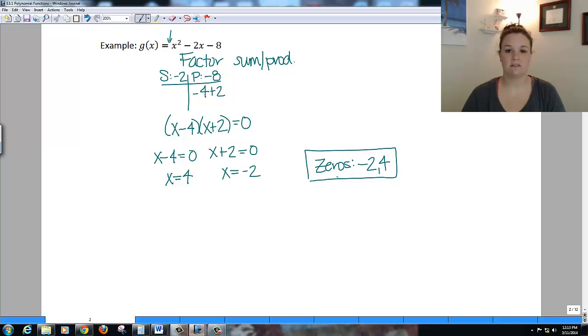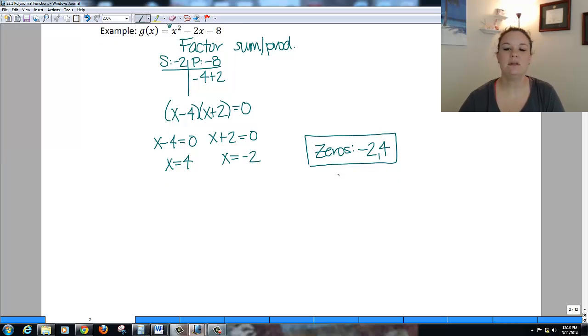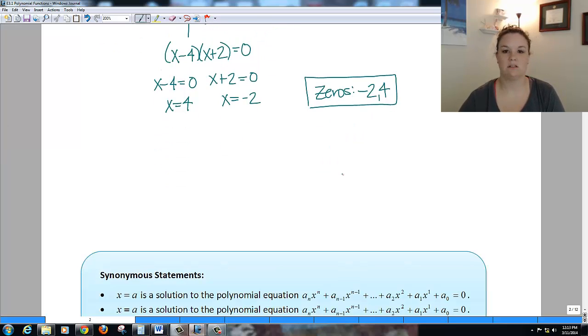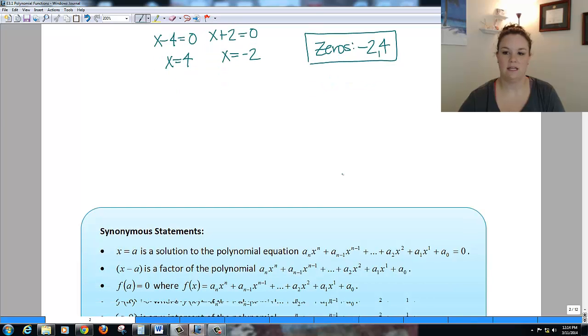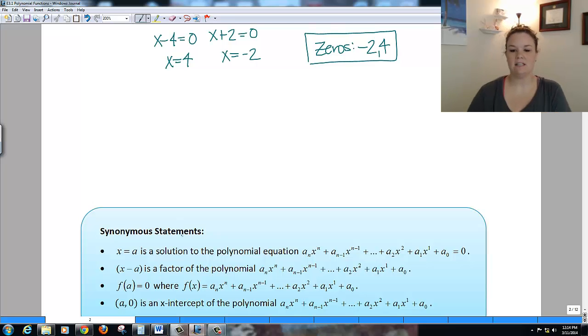So we already know how to solve by factoring. The only other thing I want to go over is what we call synonymous statements. Synonymous, think like synonym. It just means they mean the same thing. So here it says if x equals a is a solution, which is what we got, x equals 4, x equals -2, this means that x minus a is a factor.